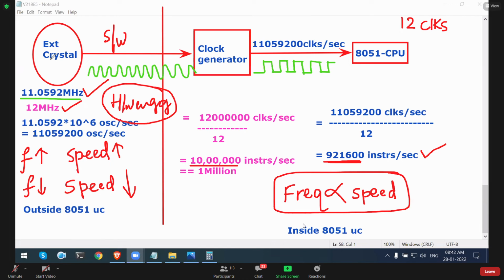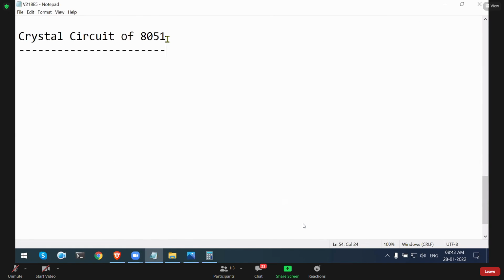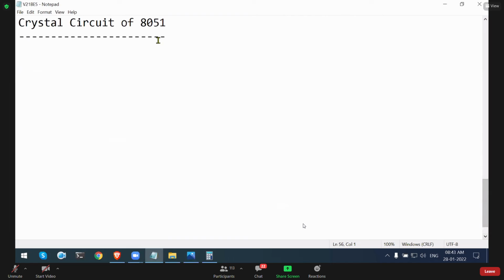This external crystal circuit is designed using a crystal oscillator. Two pins are used, crystal 1 and crystal 2, and using these this operation will happen. In the 8051 material, we have given this crystal circuit. Please go through that circuit and check how it looks. So I will not give the diagram now.